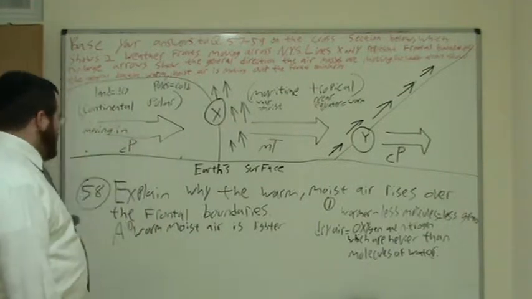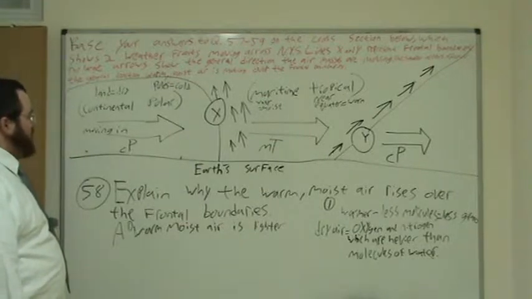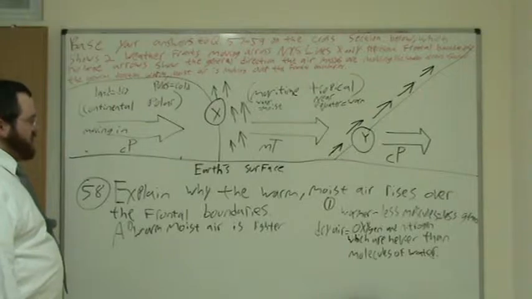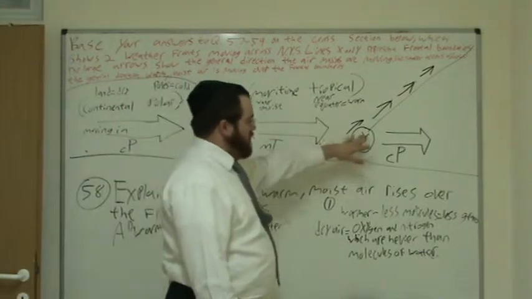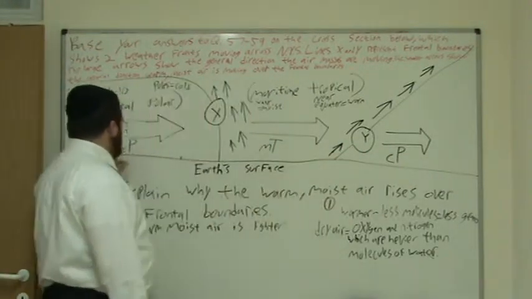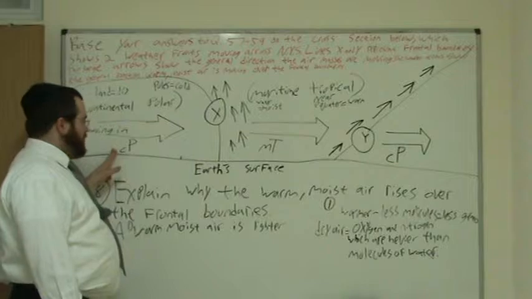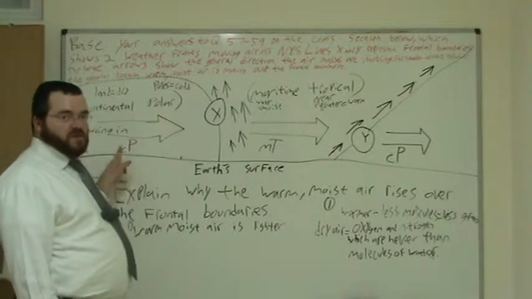Question 58. Explain why the warm, moist air rises over the frontal boundaries. Well, the warm, moist air is in the middle, and you see that it's rising. And here are the boundaries. Here is CP, which is continental polar, and over here is CP, which is continental polar. Continental means over land, so it's dry.